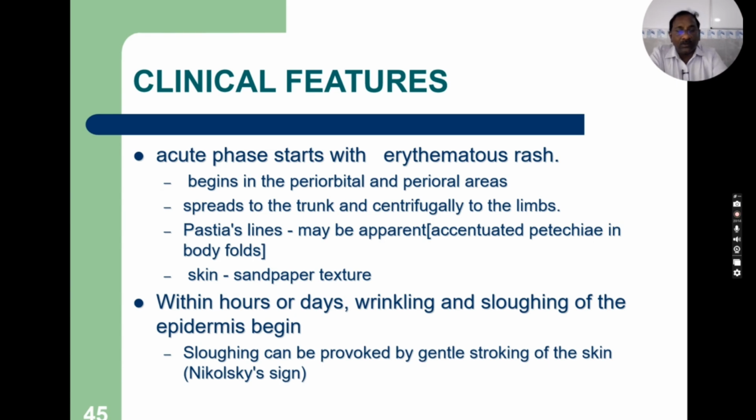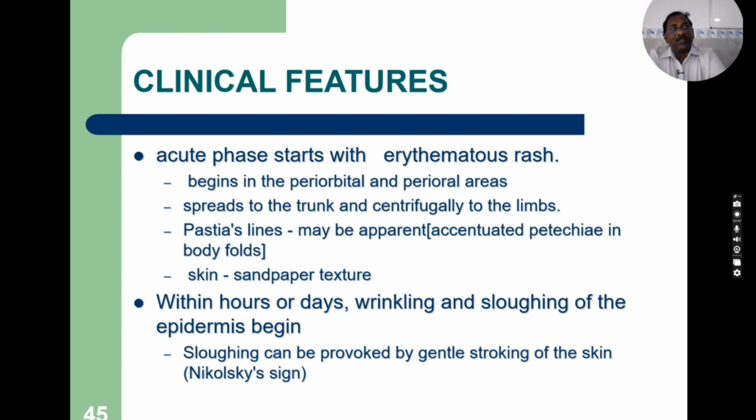Again, this is an acute, sudden onset with rash. So the rash usually appears along with the acute presentation. The rash begins in the periorbital and perioral areas, spreads to the trunk and centrifugally to the limbs. Pastia's lines may be apparent. They are the petechiae in the body folds. Skin has a sandpaper texture. So these are the features of the 4S.